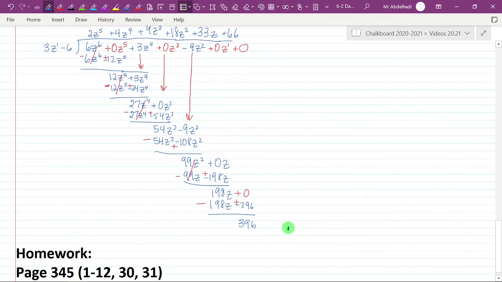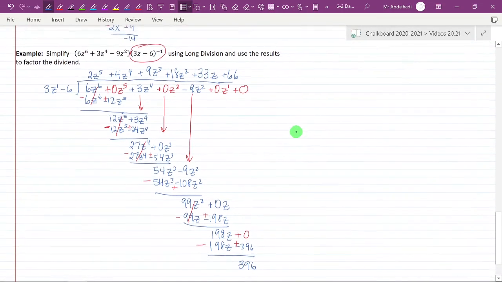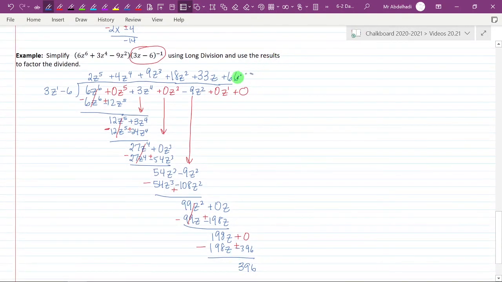396. Okay? So where do you put your answer? Where do you put the 396? Well, you can come over here and put plus, and then your fraction. The fraction is 396 over the divisor, which is 3z minus 6. And that, my friends, is your answer.